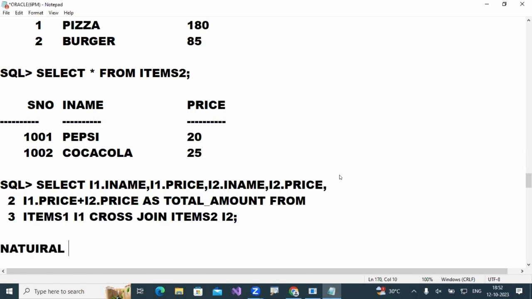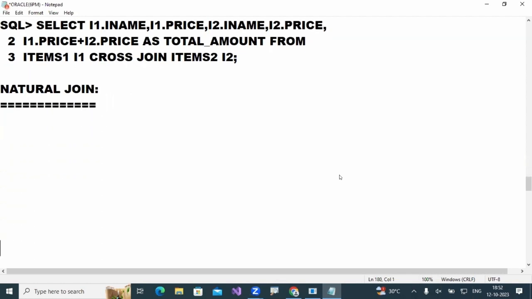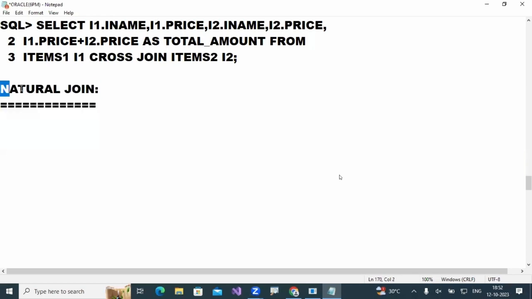And the next one, write down here, natural join. So natural join, okay. Basically this join, in real terms, is used by people in very rare cases. Okay? First thing. And very rare because natural join is similar to equijoin. It's the same as equijoin.